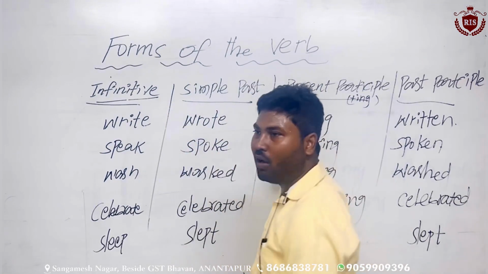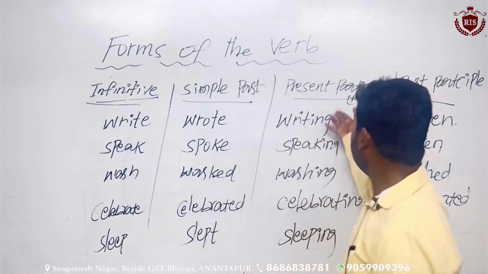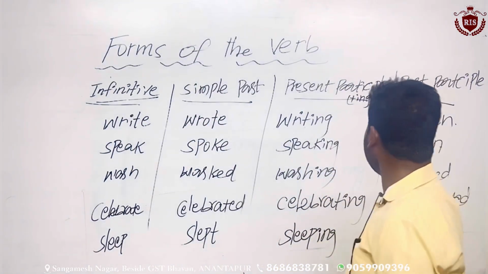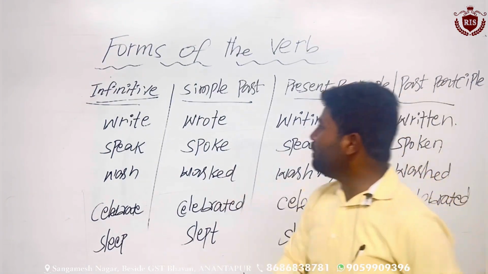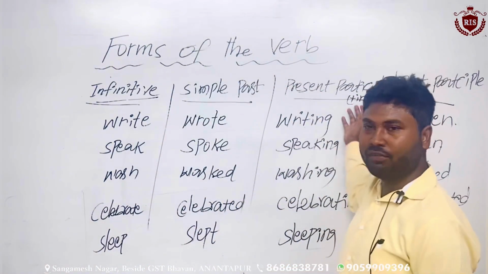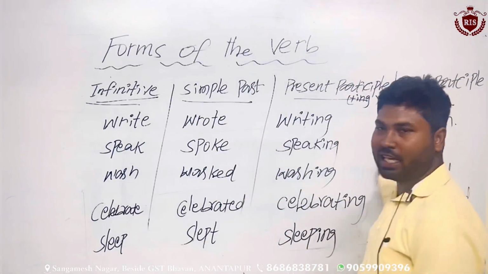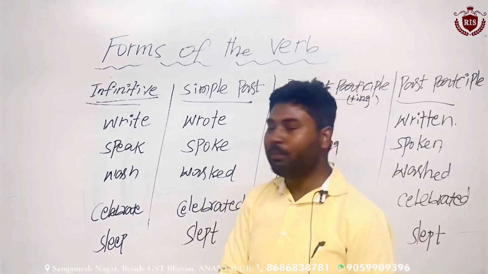Now I want you to write a minimum of 100 to 150 verbs on your own by dividing them into 4 forms: what are the infinitives, what are the simple past, what are the present participle, and what are the past participle. For a slight clarification, you can change the order, like infinitive, simple past, past participle and present participle. That would be easy for you to understand.